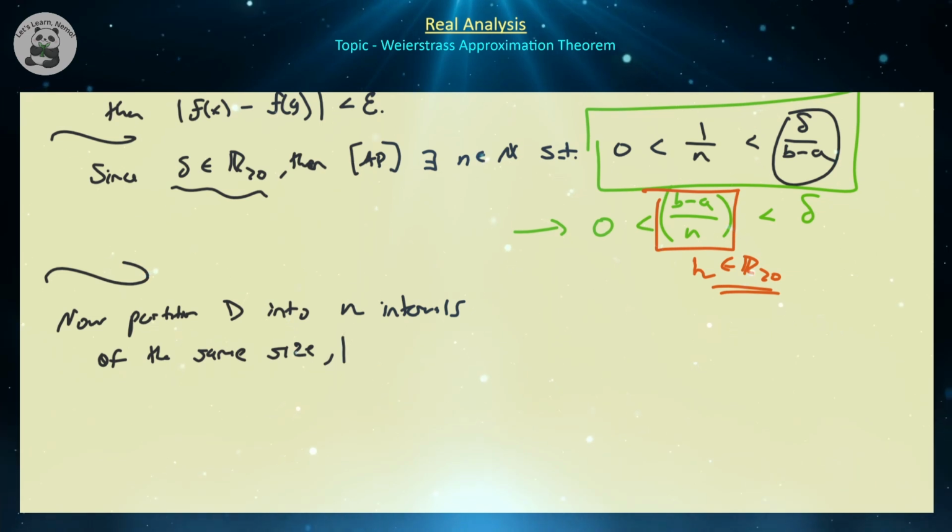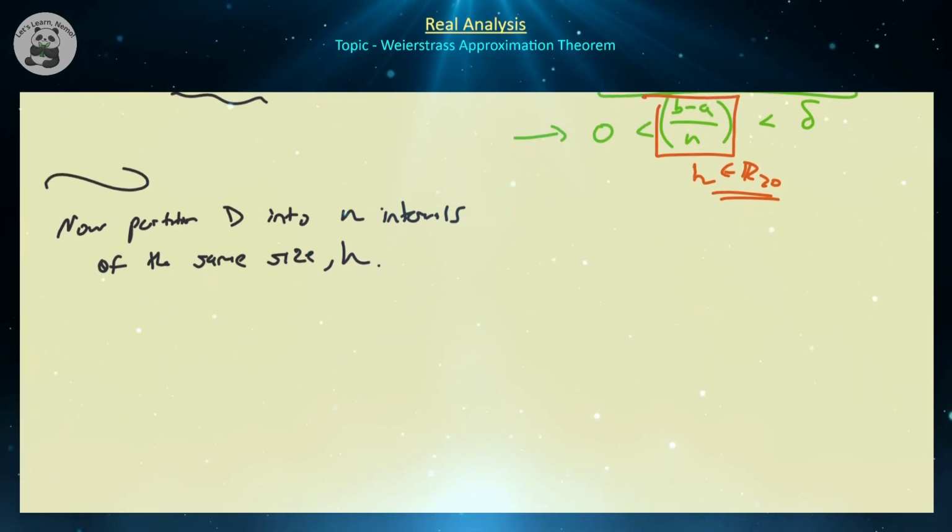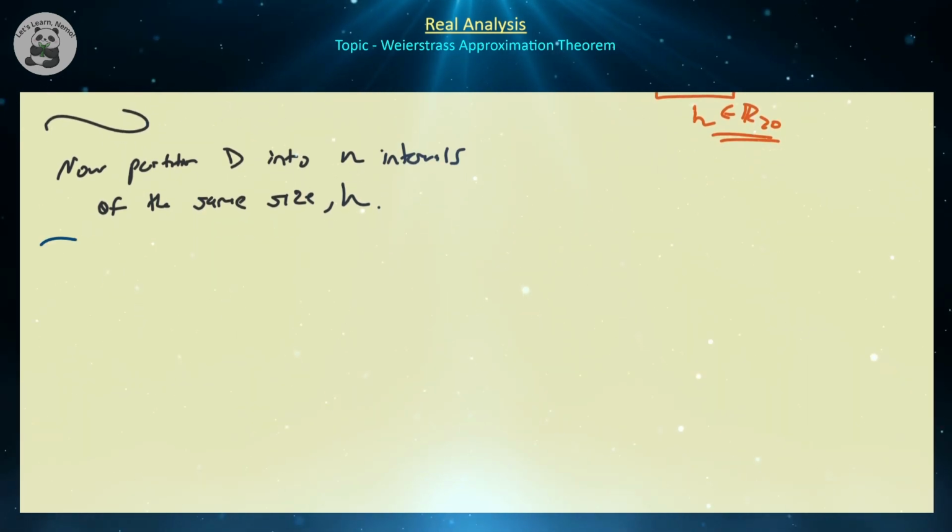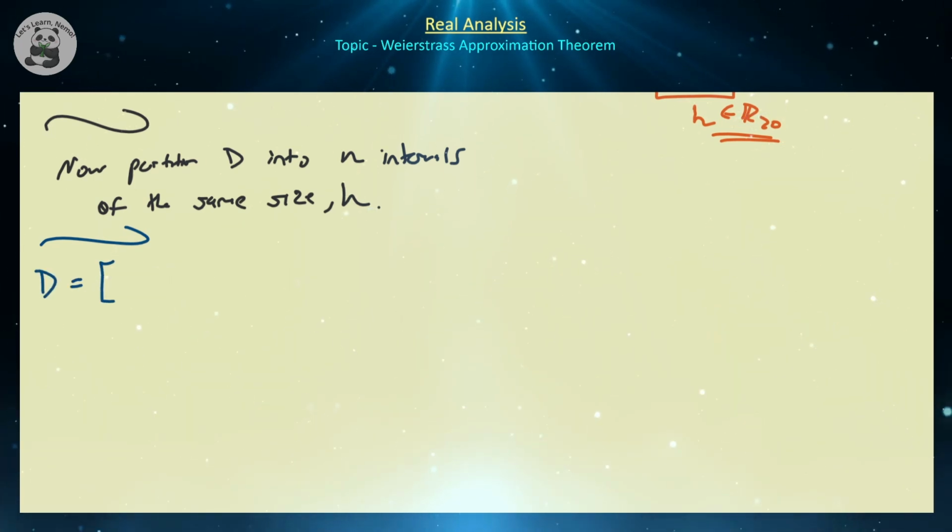And the size or length is going to be equal to h. Sometimes we call this a uniform partition of D. So what will our partition of D look like? D is going to be equal to, so we're going to start with A on the left and B on the right. And we're going to just break this interval into a bunch of pieces.